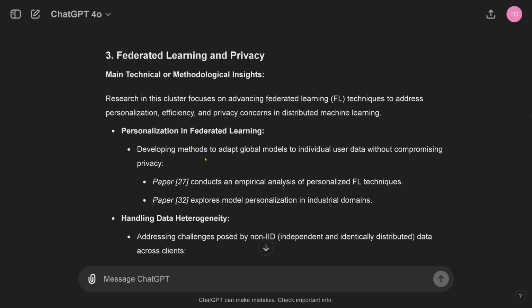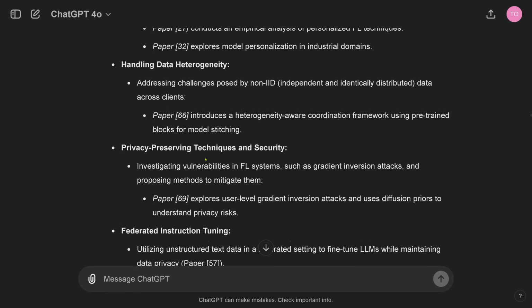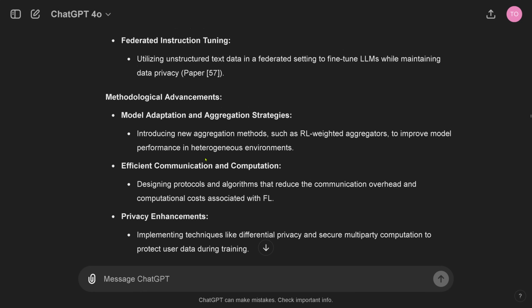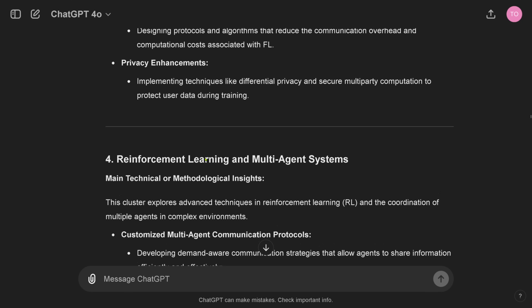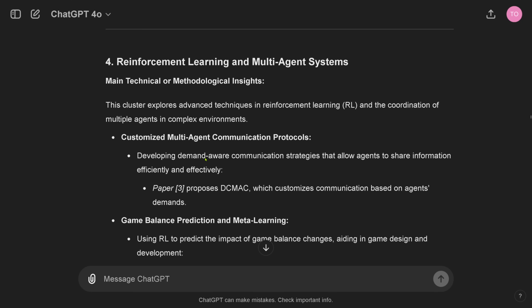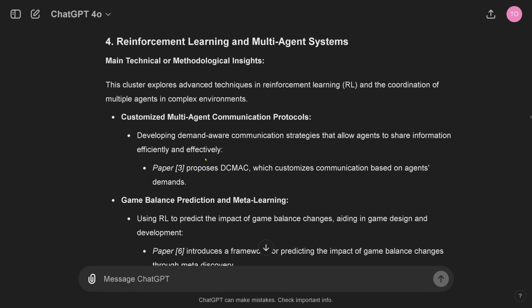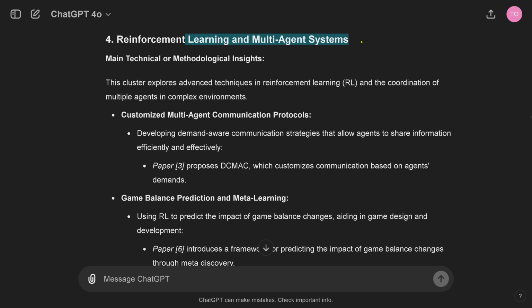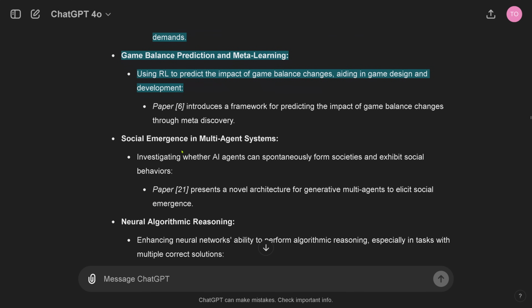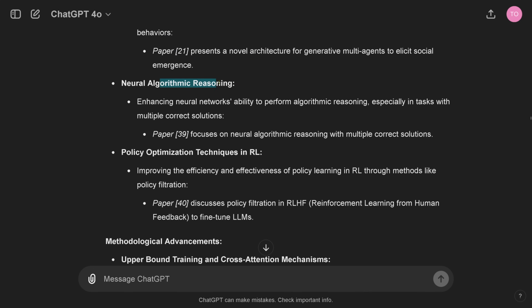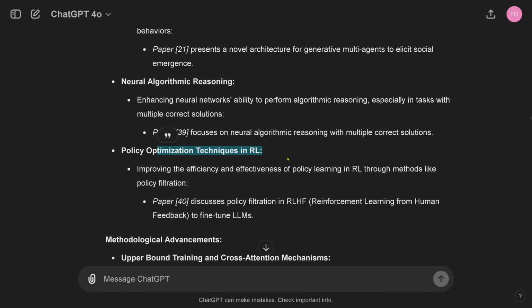Cluster number 3, I just scroll through. If you want to read it, you can read it, no problem at all. I just want to show you that it is really absolutely here listing the papers and the processes. Reinforcement learning and multi-agent system. I'm particularly interested in multi-agent system and in reinforcement of those model systems. Real nice. Game balance prediction, meta-learning, social emergence of multi-agent systems, neural algorithmic reasoning, policy optimization techniques.